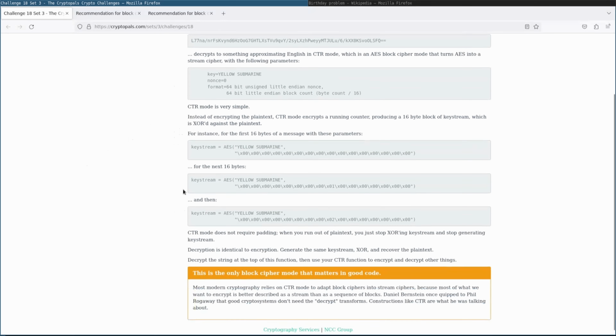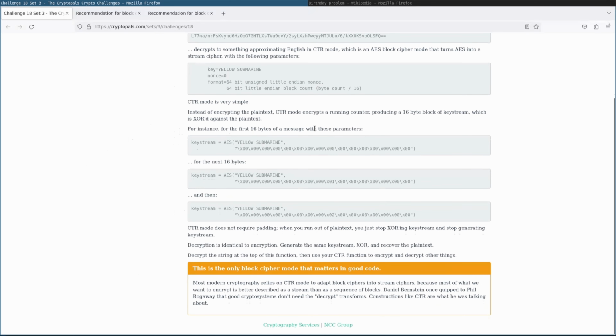For instance, for the first 16 bytes of a message with these parameters, you would get this keystream block. It would be the result of calling AES encryption on an all-null block with the provided key. For the next 16 bytes, we would increment this block, by which we mean we would increment specifically the counter field within it. And so we see that this goes from 0 to 1. And then for the next block, we do the same thing once again. We go from 1 to 2 here.